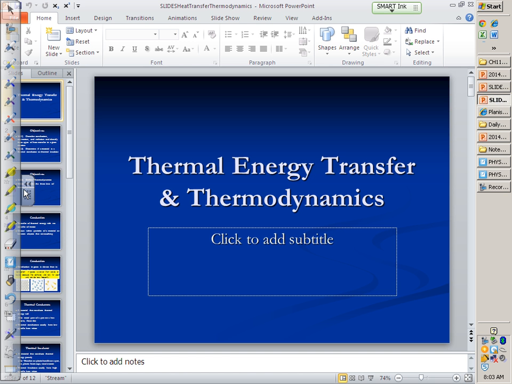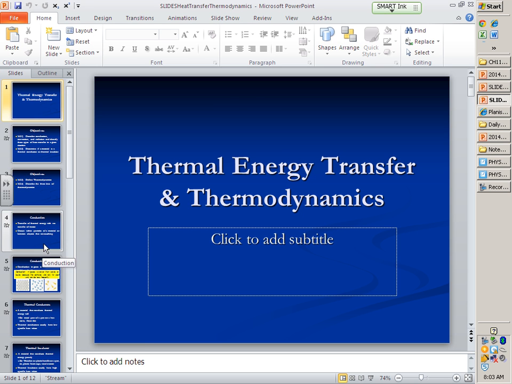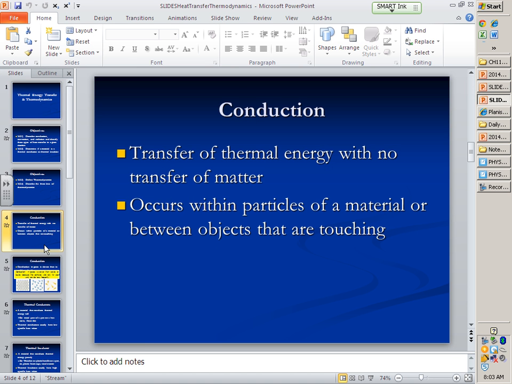So, okay. So first, we talked about conduction. We said that conduction is when we're transferring energy by direct contact. Conduction relies on contact, right? The particles of a substance have to be touching each other in order for energy transfer to occur by conduction, right?